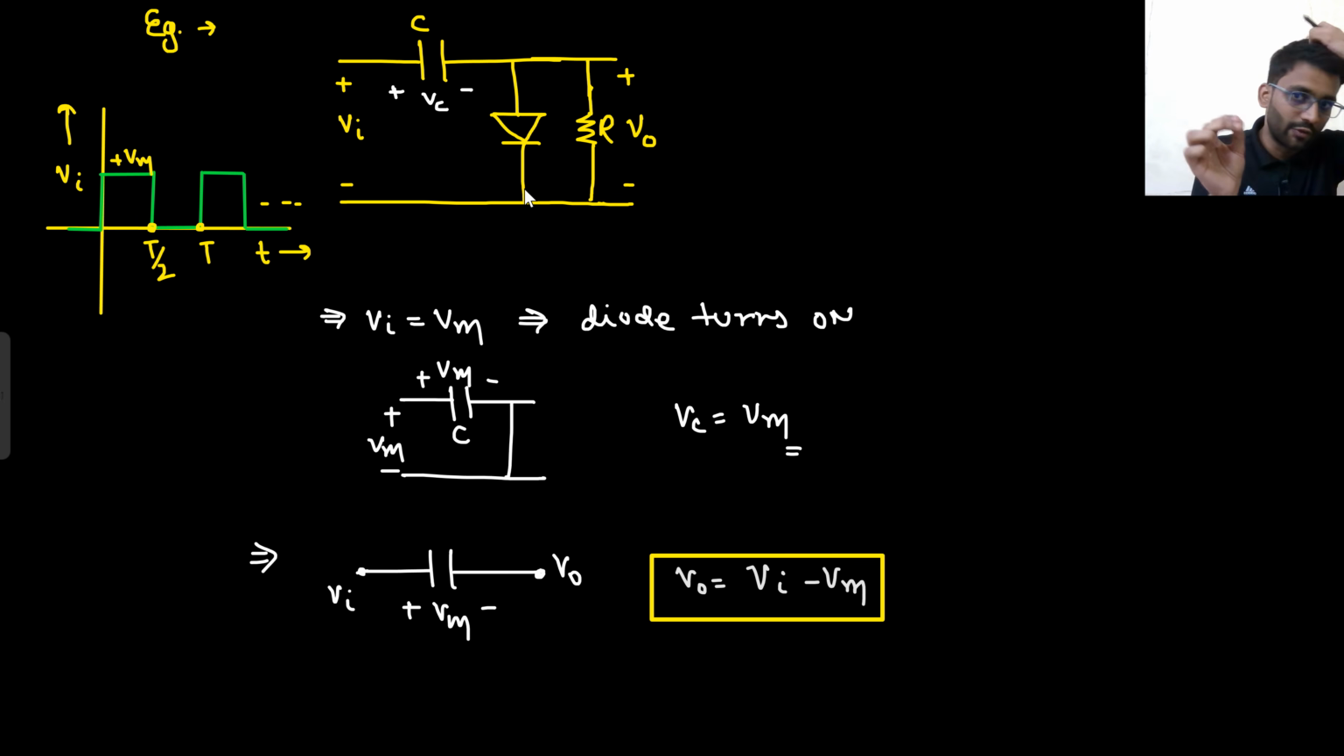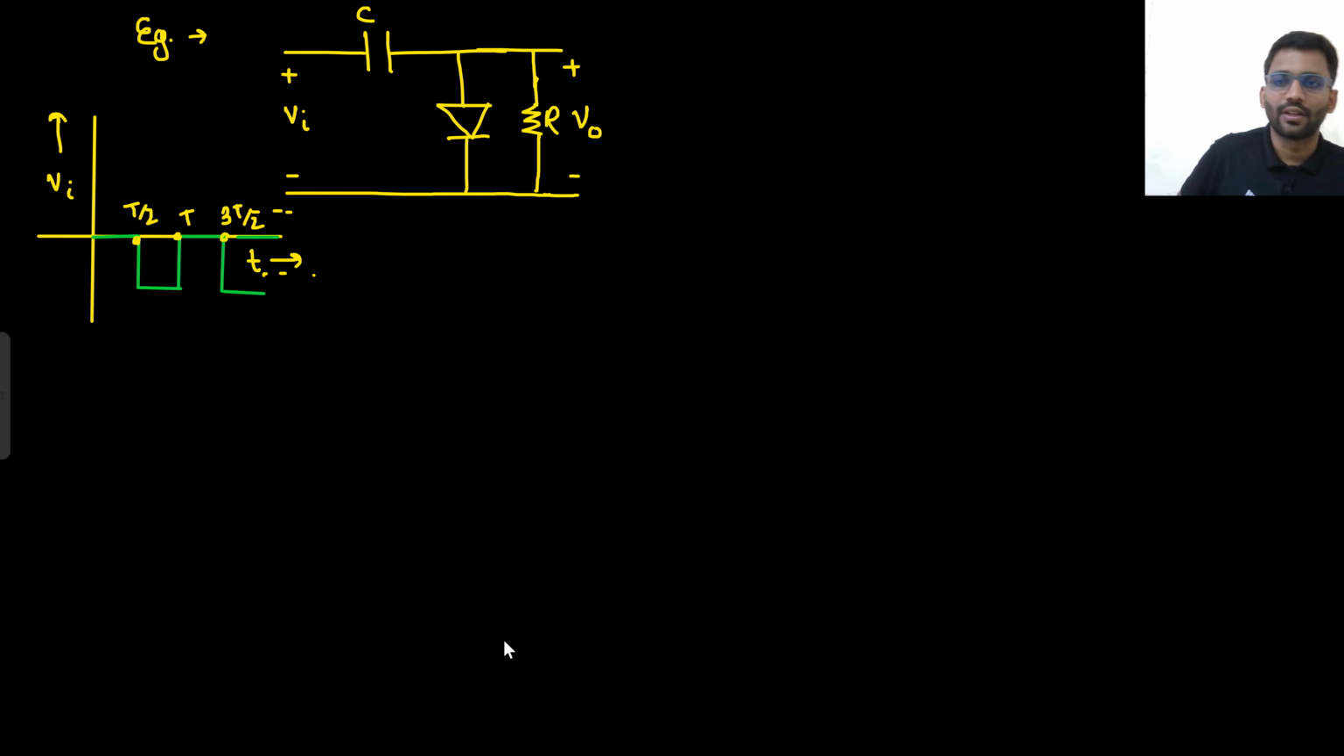Then what will happen? When you apply the 0 voltage at that time, the diode turns off. And if it is turned off, it will always stay turned off. So the steady state voltage across the capacitor will be plus Vm only. So output will be Vin minus Vm. Well and good, you can analyze the circuit on your own, but here we are just seeing the steady state output. So let's move on to the next one.